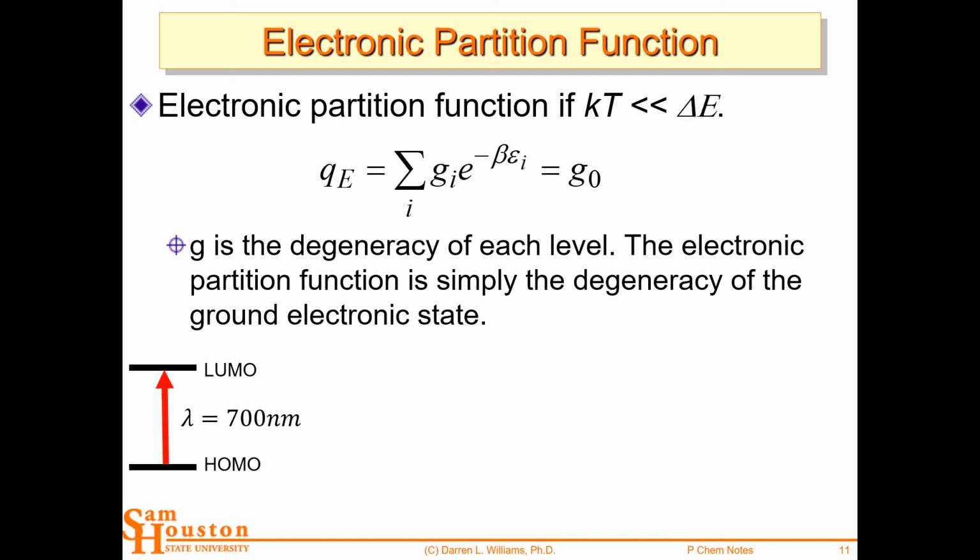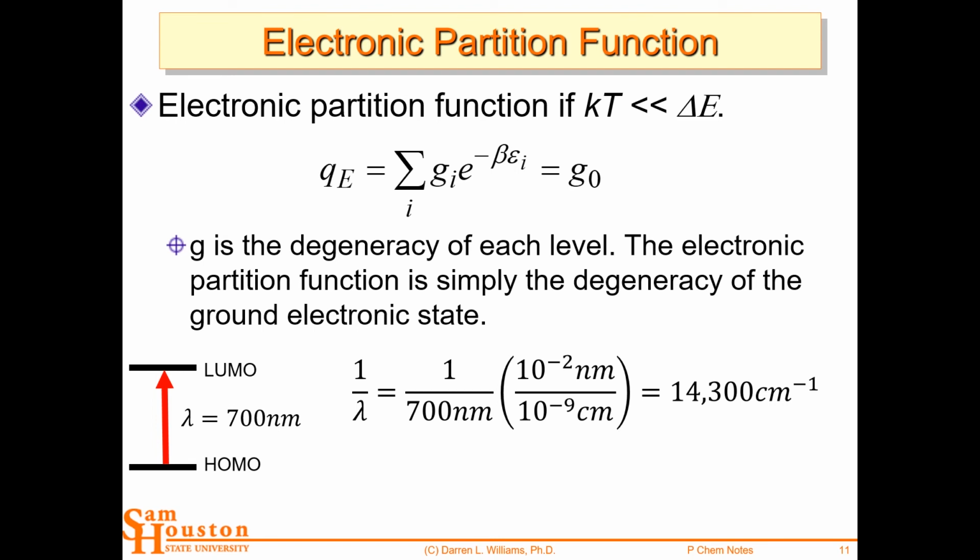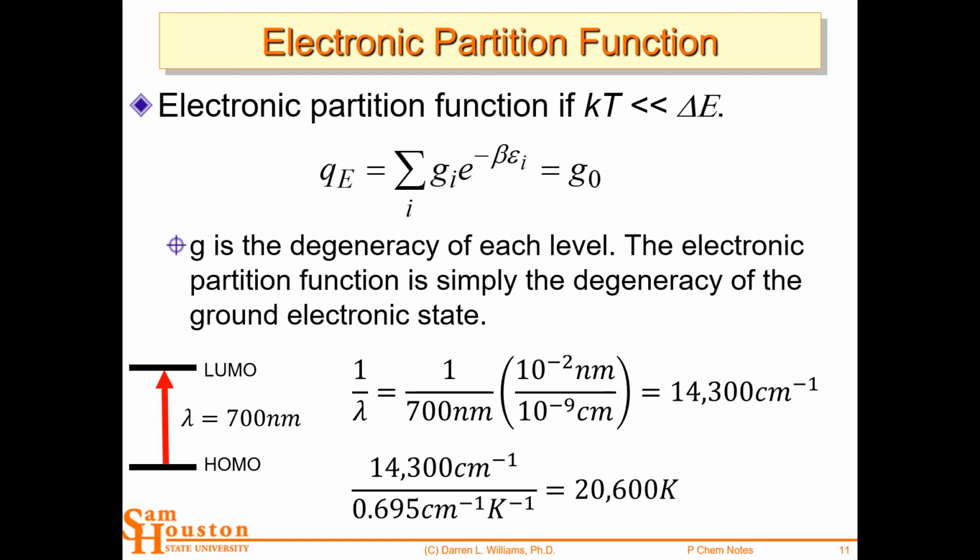Now, what temperature would you have to be at to populate, say, a 700 nanometer homolumo gap? You would have to get to 20,000 Kelvin. Yeah, so you're not going to get thermal population of those electronic energy states.